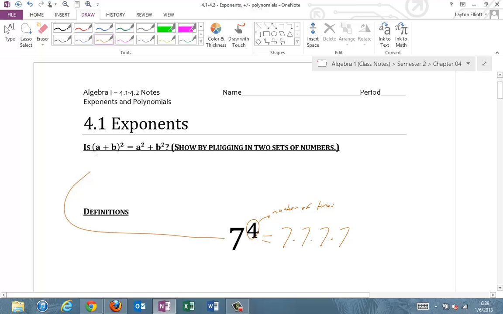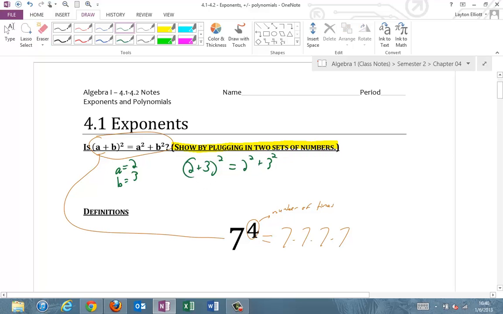But I want to go to something that's even more fundamental when it comes to algebra, and that's this concept up here. Is (a plus b) squared the same as a squared plus b squared? In math, when you want to prove something is not true, and this is going to be a not true, you can show by plugging in two sets of numbers. So we're just going to pick some numbers. We can let a be equal to 2 and say that b is equal to 3 and see if it works. If it works all the time, it should work when a is 2 and b is 3. On the left side, we get (2 plus 3) squared, and what we're asking is, is that equal to 2 squared plus 3 squared?